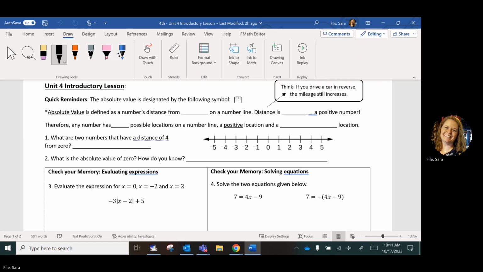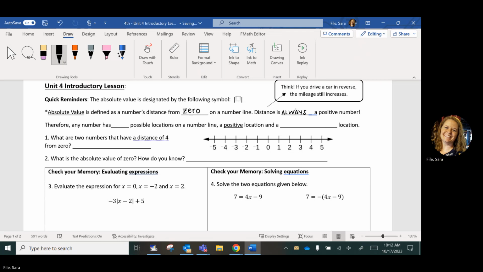Absolute value, the definition is that it is the distance from 0 on the number line, okay? It is a distance. That means that it is always going to be a positive number. Always. Okay, distance is always positive. Sorry, let me make that a little neater.